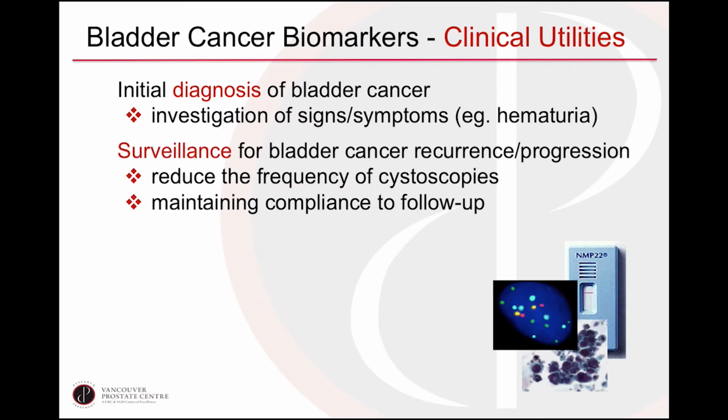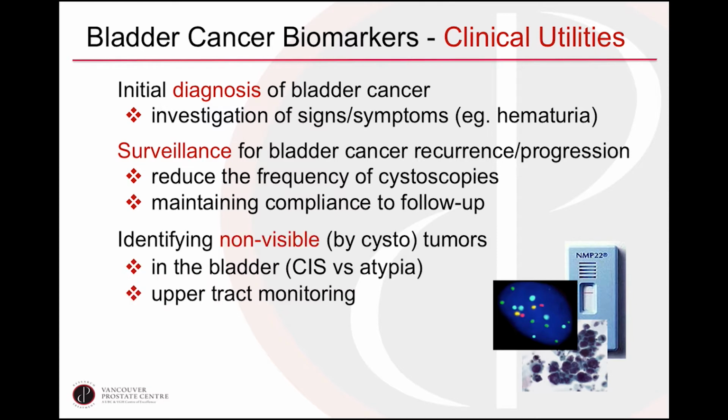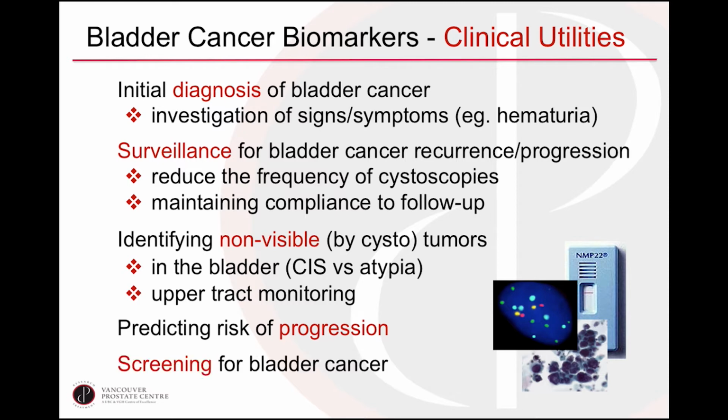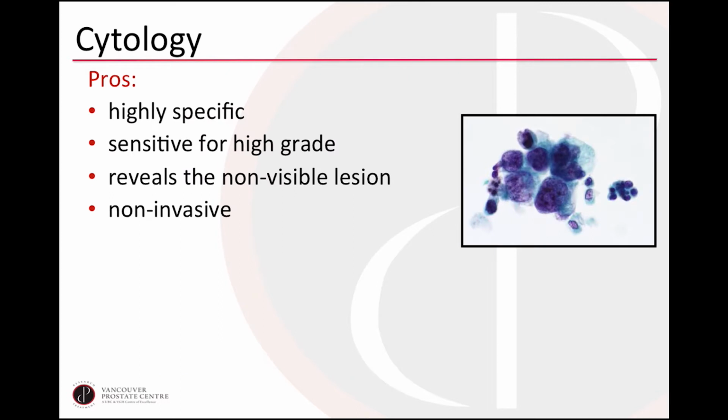We can have markers that help in the surveillance of patients who've had a prior bladder tumor. Ideally, we'd like to reduce the frequency of cystos and enhance compliance. We'd also like to have markers reveal to us the tumors that we're not seeing on cystoscopy, and also, of course, upper tract tumors. Some of the newer applications of markers include predicting the risk of progression, and even their use for screening, and I'll touch on these in some slides.